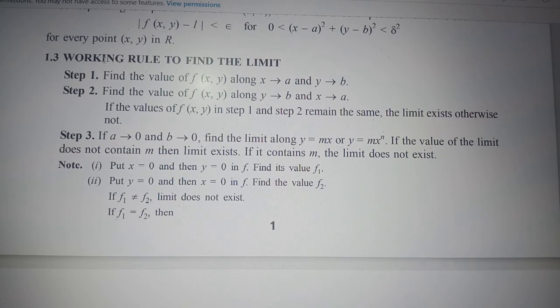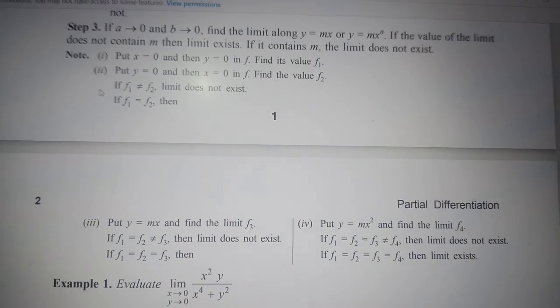So if the first and second step functions are equal, it means the limit exists. Otherwise it does not exist. If you consider a turns to 0 and b turns to 0, find the limit along y is equal to mx or y is equal to mx raised to n. If the value of the limit does not contain m, then the limit exists. If it contains m, the limit does not exist.